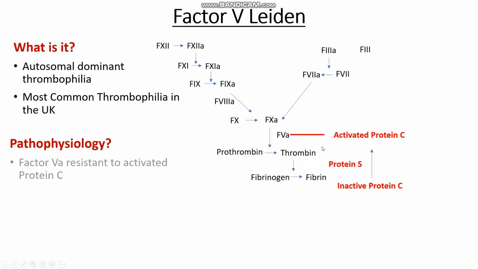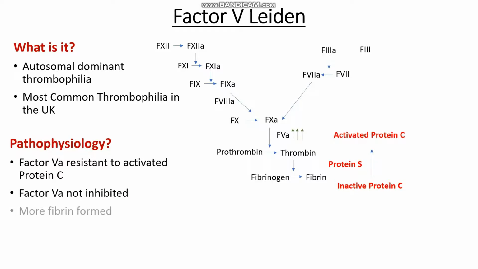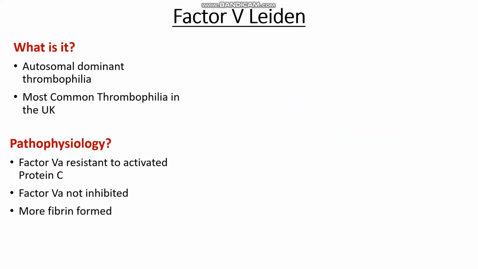In factor V Leiden, we have a resistance from factor Va to activated protein C, and thus activated protein C cannot turn off the activity of factor Va. This means that we can't inhibit the formation of thrombin, and therefore we can't inhibit the formation of fibrin, so both of these processes go up, and as such we're at a higher risk of clotting.